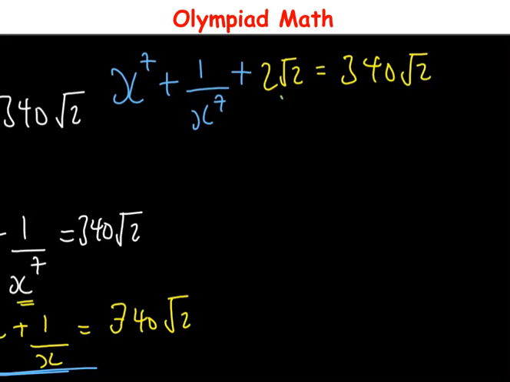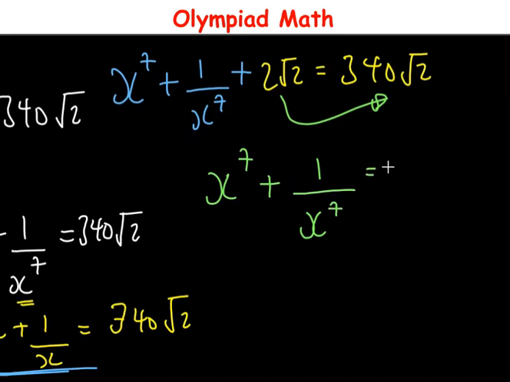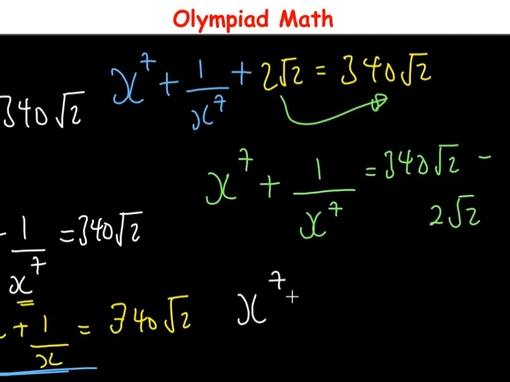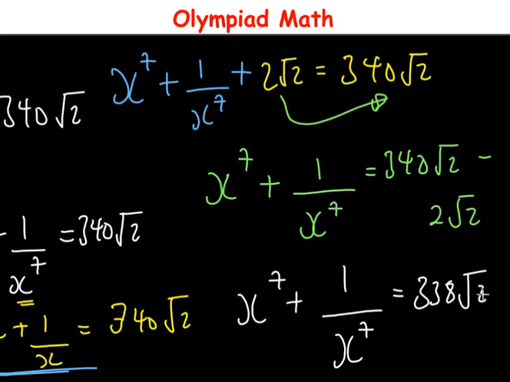Now move this over to this side. We have x raised to power 7 plus 1 over x raised to power 7 equals 340 root 2 minus 2 root 2. It equals 338 root 2. And with this, we have gotten a final answer for x raised to power 7 plus 1 over x raised to power 7.